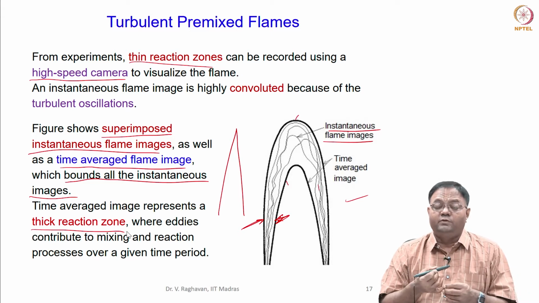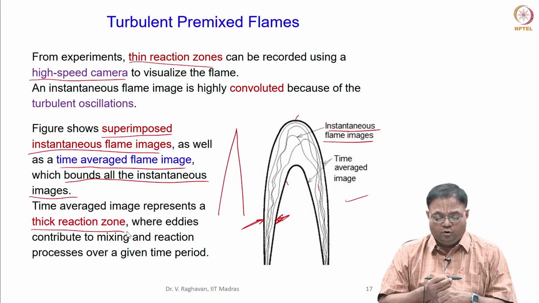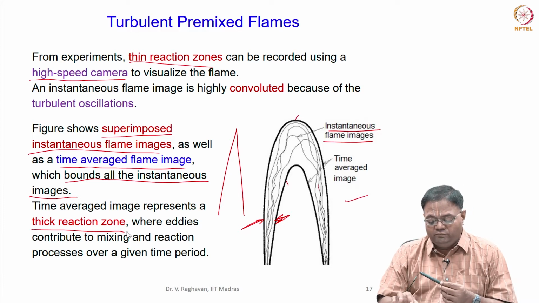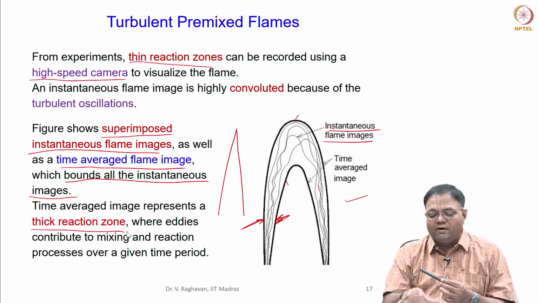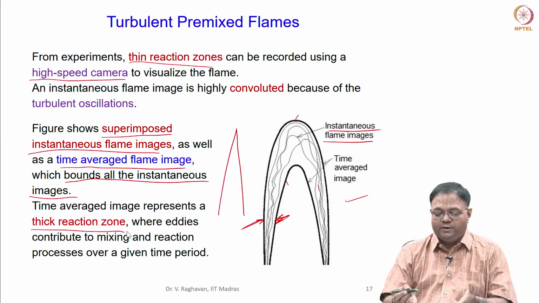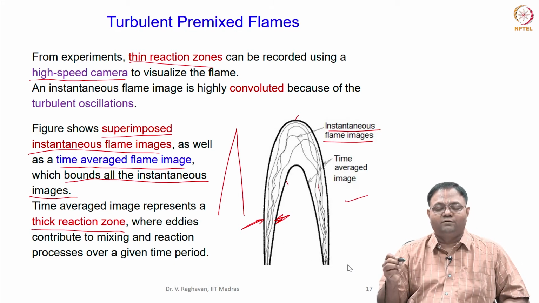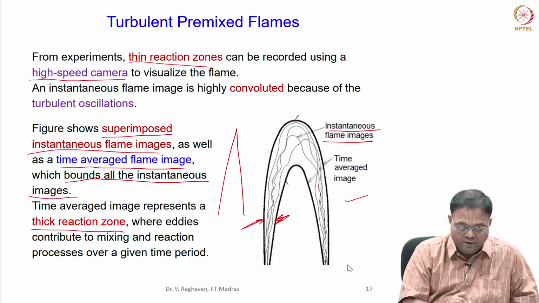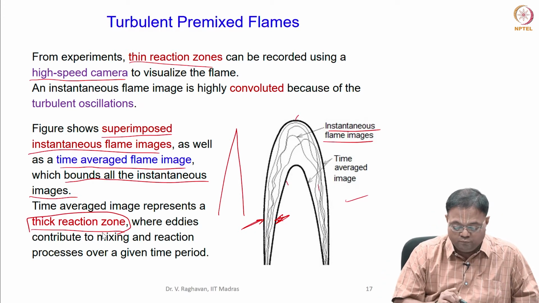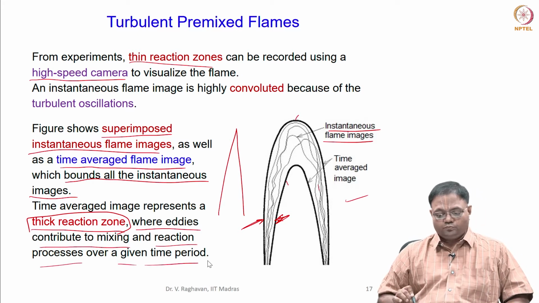Why has this become thick? Because of the eddy interaction. So when I say this is the time average image, I mean that the reaction zone will be anywhere in this region. In the region I have plotted within the dark boundaries, the flame can be anywhere. So that represents a thick reaction zone, where eddies contribute to the mixing and the reaction process over a given period of time.